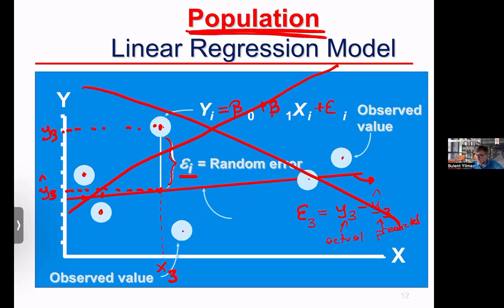Okay, these are our observed values, real values from my population, and this is my predicted model, or the model that I will be using to predict. Model means I am trying to come up with a relationship between two variables.